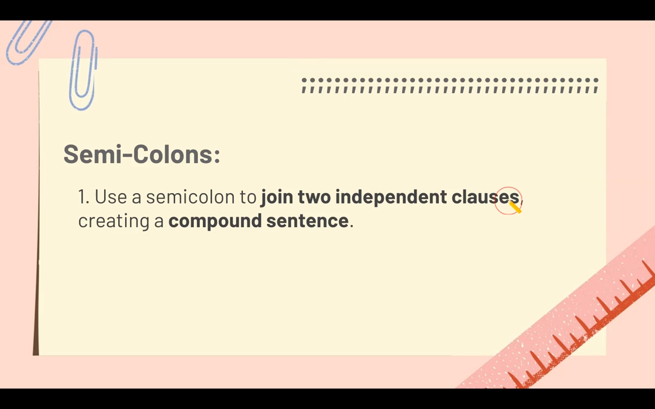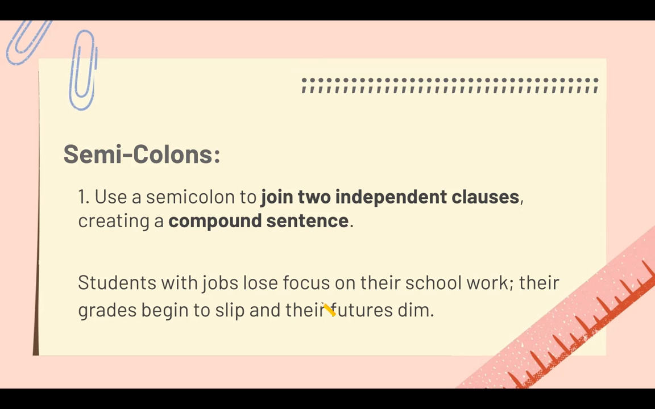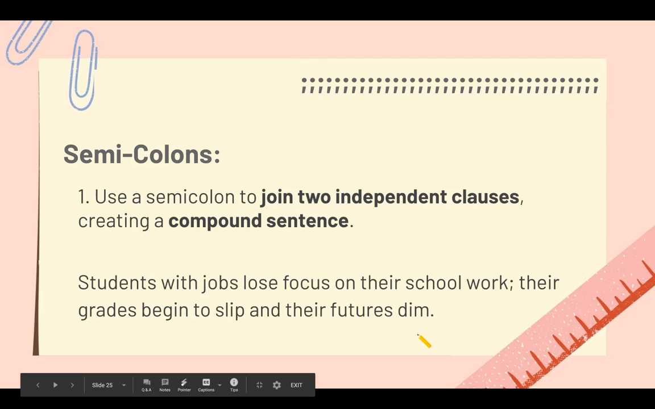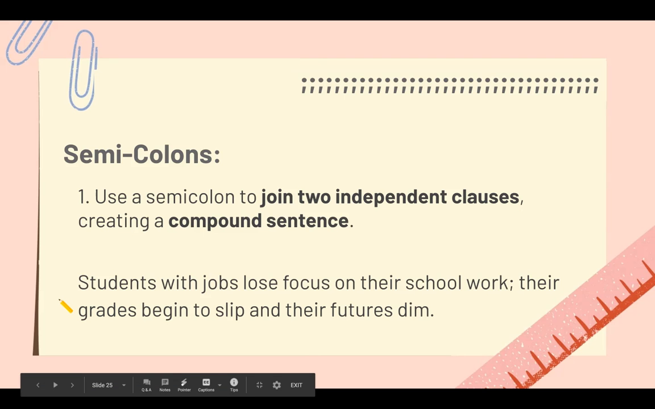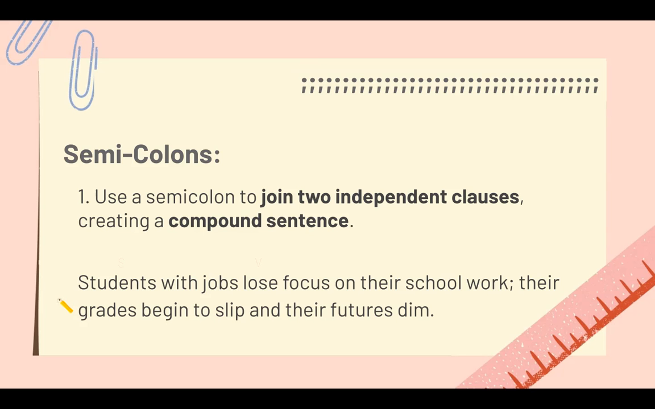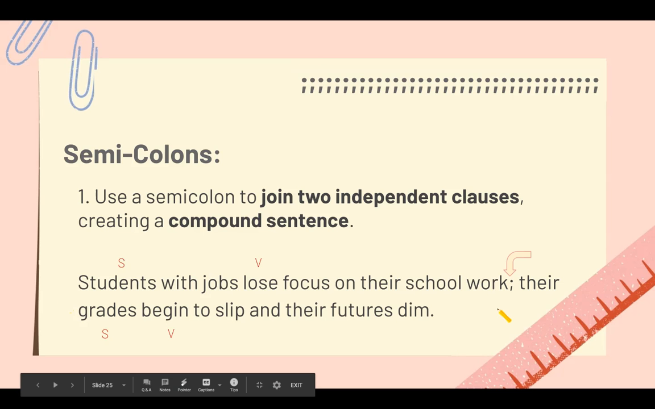So here's an example. Students with jobs lose focus on their schoolwork; their grades begin to slip and their futures dim. Ooh, that's a really negative sentence, but okay, here we go. So again, we have two independent clauses. We have a subject verb situation happening here, and we have a second subject verb happening there. And we have that semicolon to connect it. That is a compound sentence. That semicolon acts to connect two sentences.